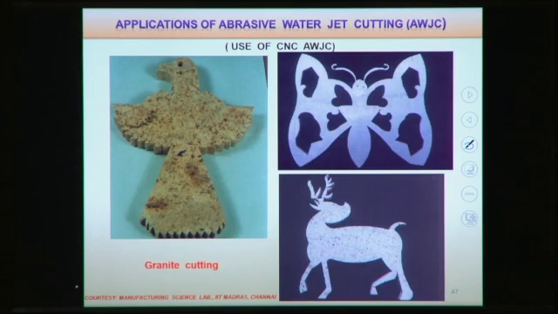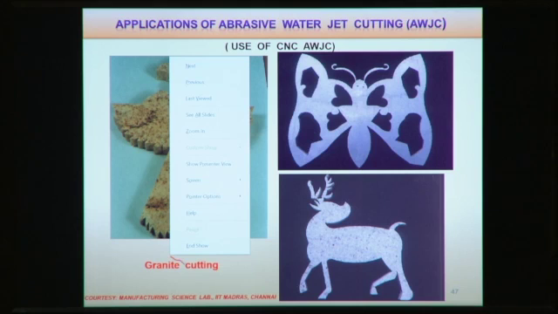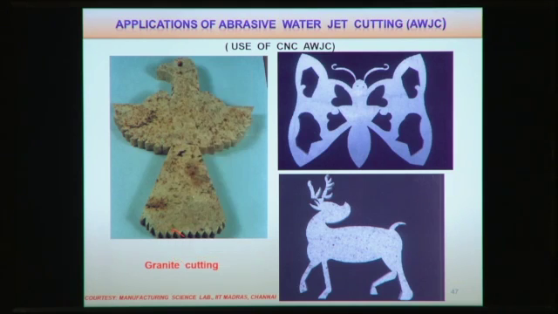So here this is the cutting of a pigeon on a granite sheet by using the abrasive water jet machining process. This butterfly is also made from a granite sheet. This deer is also made from a granite sheet. It is made by a CNC abrasive water jet machining process.